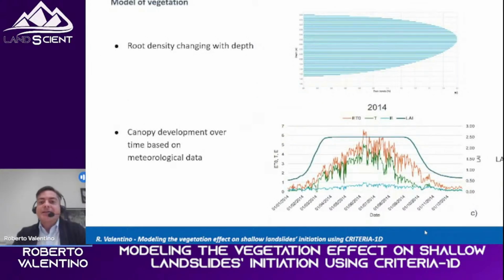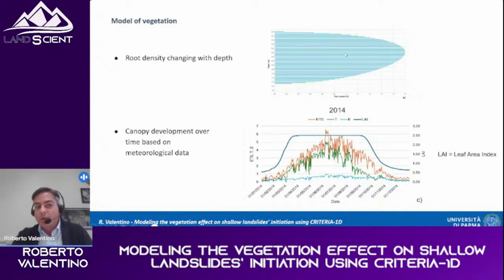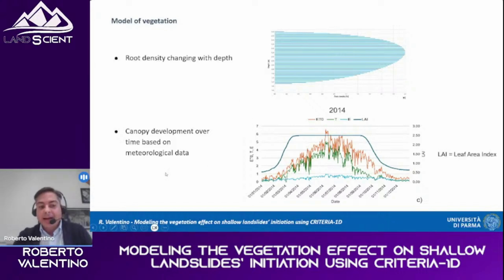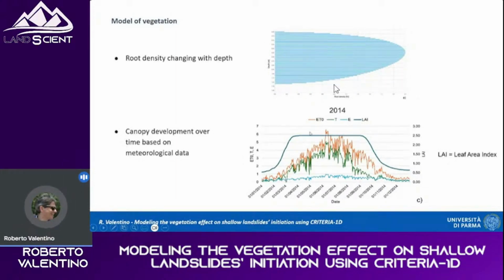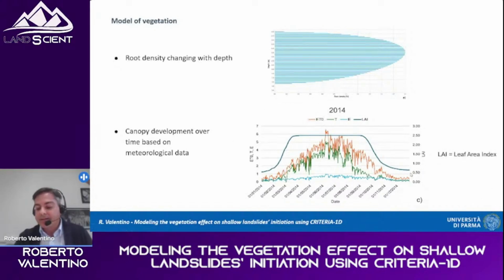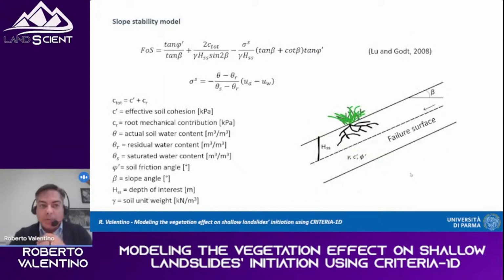The model of vegetation is taken into account mainly in two components. The first one is the root density changing with depth, which takes into account the shape of the root systems that change according to the different plants, and the second, the canopy development over time, which is based on meteorological data. In this slide, we can see an example of the characteristics of the parameters which are strictly related to the plants. First of all, we have the evapotranspiration, we have transpiration, evaporation, and the leaf area index. And in a 1 year span, we can see that it follows normally the seasonal trend.